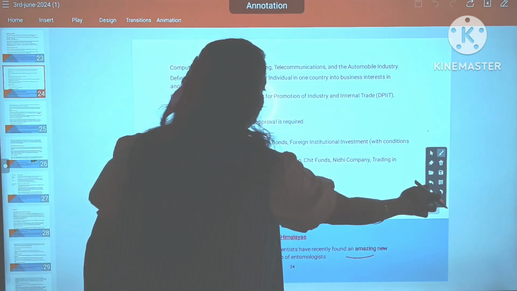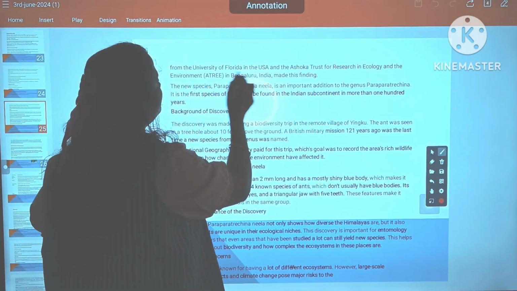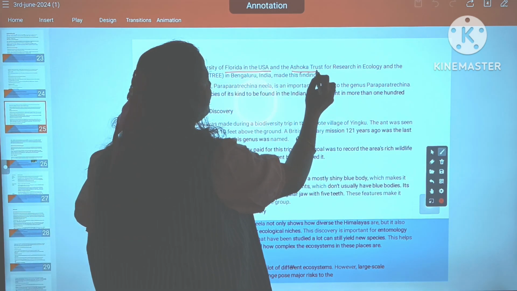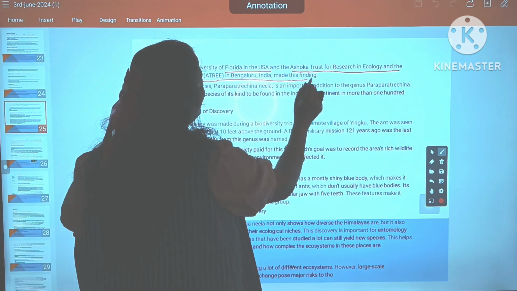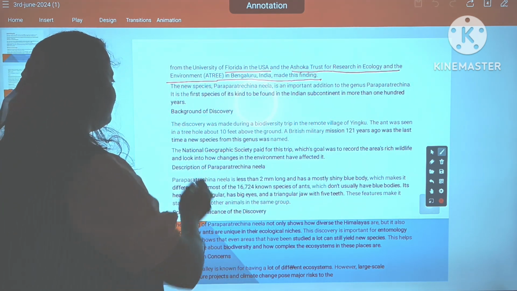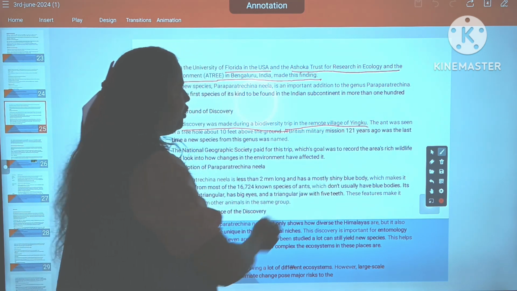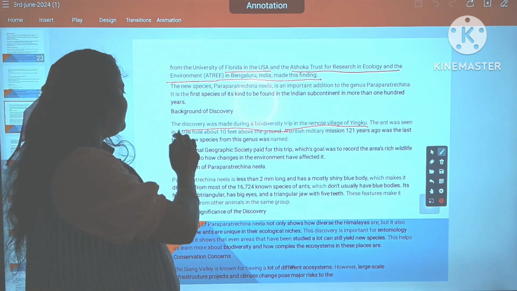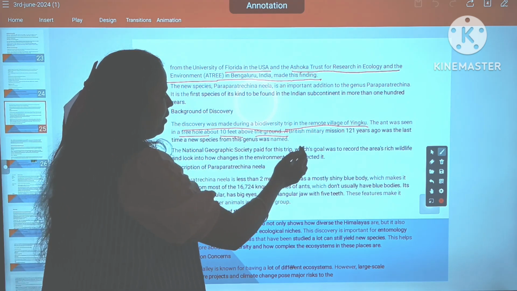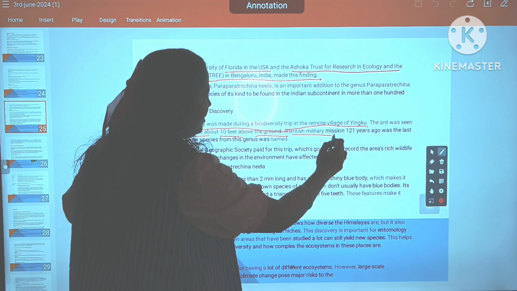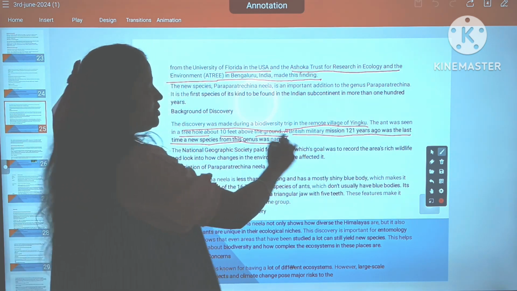Let us see now. A group of people from the University of Florida in the USA and Ashoka Trust for Research in Ecology and Environment in Bangalore, India made this finding. The discovery was made during a biodiversity trip in the remote village of Inku. The ant was seen in a tree hole about 10 feet above the ground. A British military mission 121 years ago was the last time a new species from this genus was named.